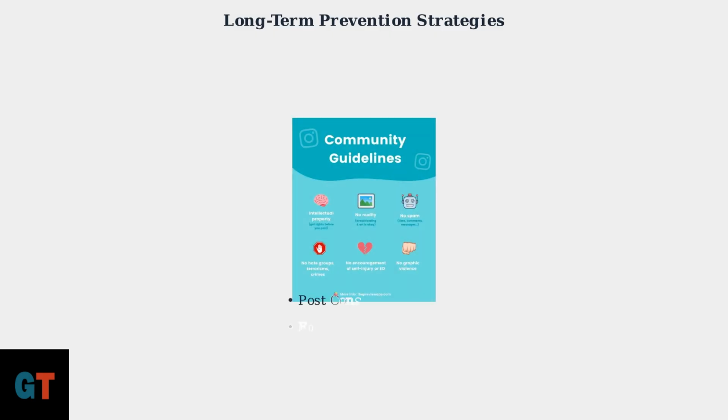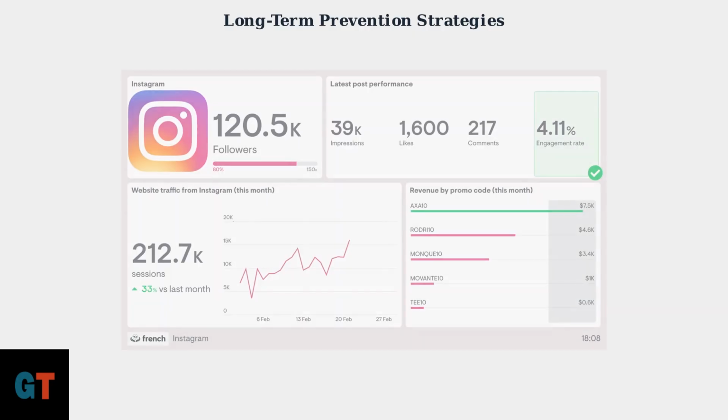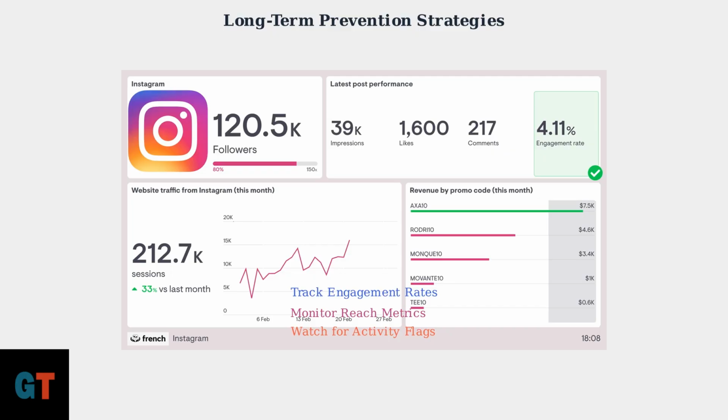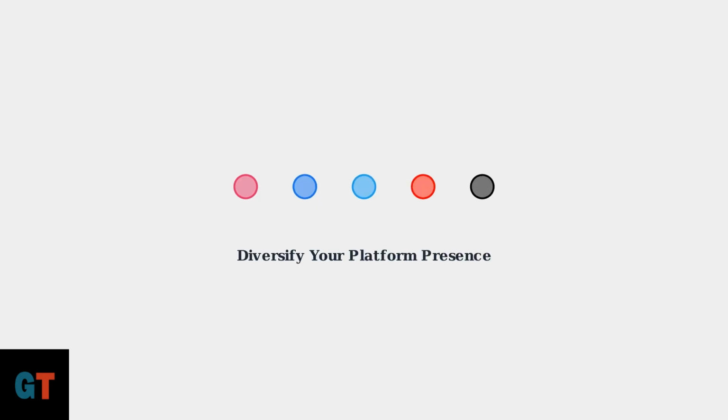Follow Instagram's community guidelines strictly to avoid account restrictions. Post consistently, engage authentically with your audience, and avoid any spam-like behavior patterns. Monitor your account health regularly by tracking engagement metrics and watching for unusual activity patterns. Use Instagram's analytics to understand your account performance. Stay informed about Instagram's feature updates and policy changes.